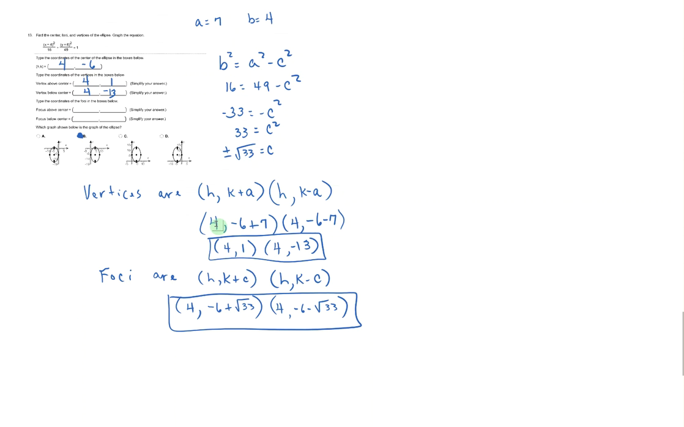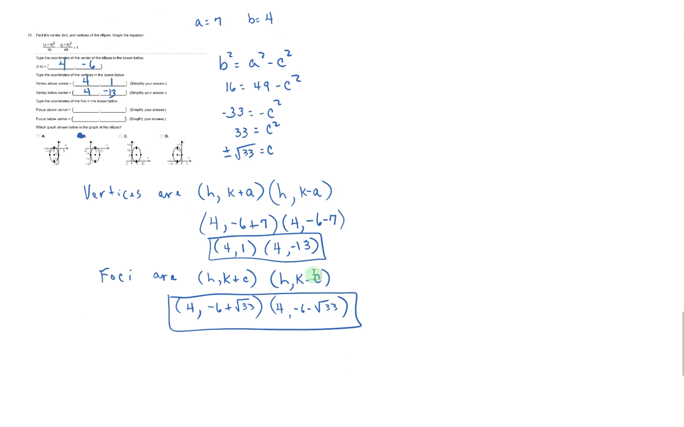h and k are here, 4, -6. We got those from the top of the equation. So h is 4 and then k is -6 plus a, and our a value is 7. So that becomes 1. So we have (4, 1). And (4, -6 minus 7), we have (4, -13). So those go this way. And it does say the vertex above the center, which is going to be a y value that's positive. Below the center, it's going to be a y value that's negative.